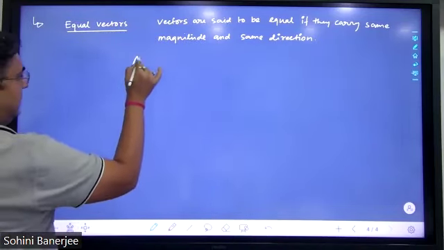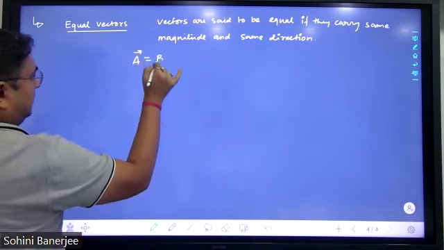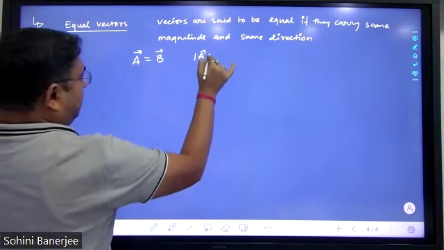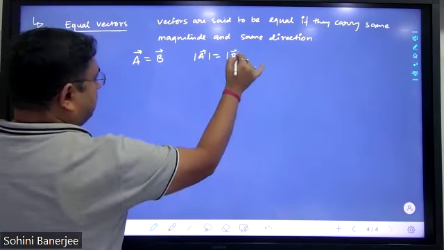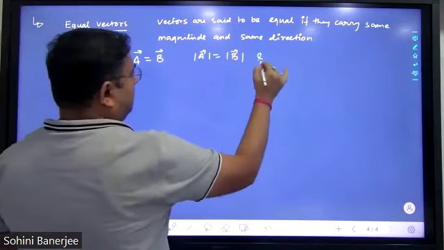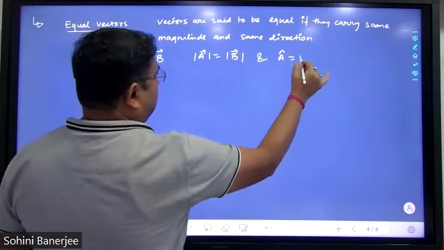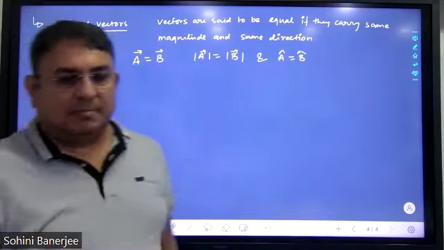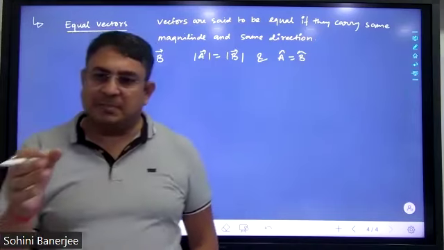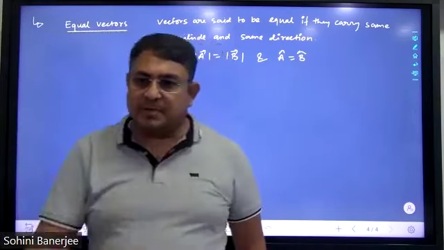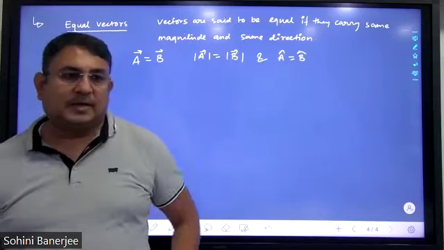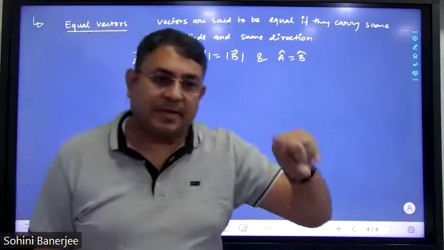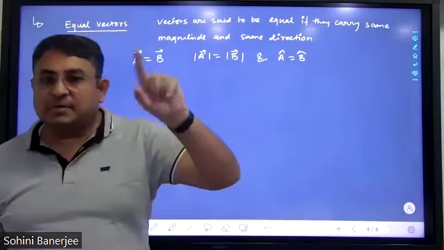So mathematically we write A vector equals B vector when magnitude of A and magnitude of B are same and direction of A and direction of B are same. Understood? So modulus A and modulus B same, and direction also same, meaning A cap and B cap same. A cap refers to the direction of A, B cap refers to the direction of B.